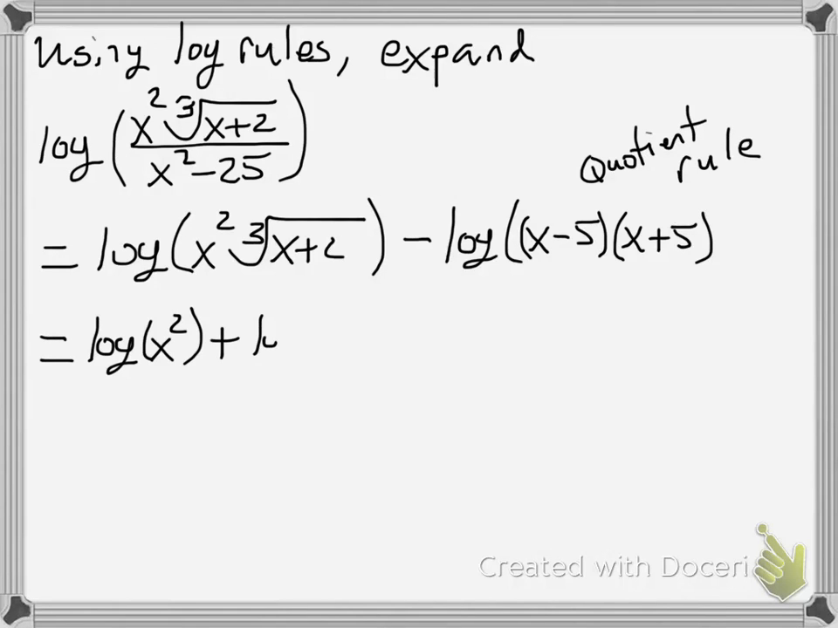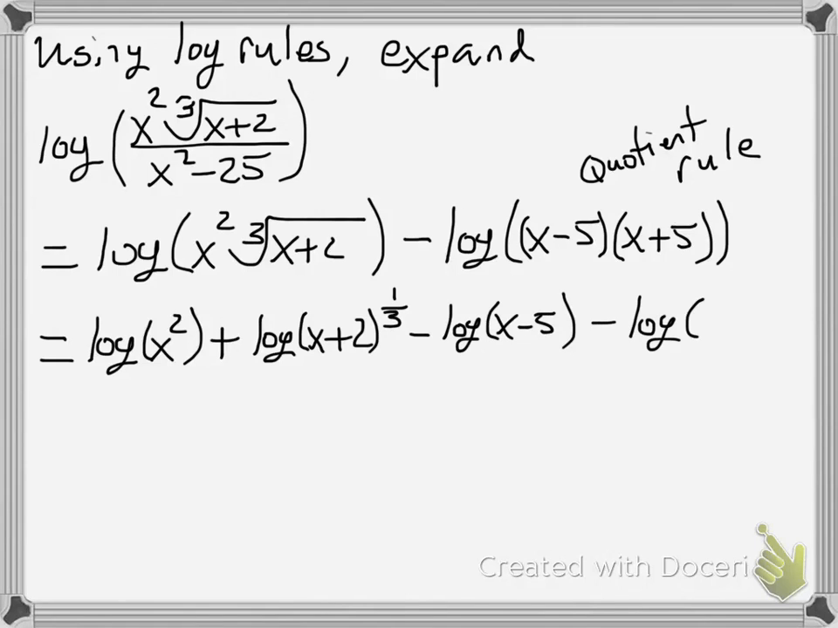Then we'll go ahead and use the product rule and split up the x squared and the cube root of x plus 2. Also, we're going to rewrite that cube root as a 1/3 power, so we can use the power rule in a later step. We're also going to use the product rule on the log of x minus 5, x plus 5, and we have to distribute that minus sign through, so you need to be careful about that. So log of x minus 5, log of x plus 5. Okay, and that's using the product rule.